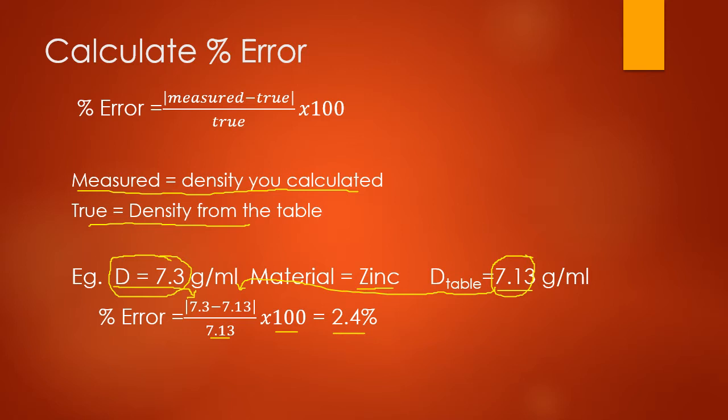Now, your material might not be zinc. When you do the calculation, it could be aluminum or iron. So you're going to use your density values and the density value from the table that you identify to do your calculation.